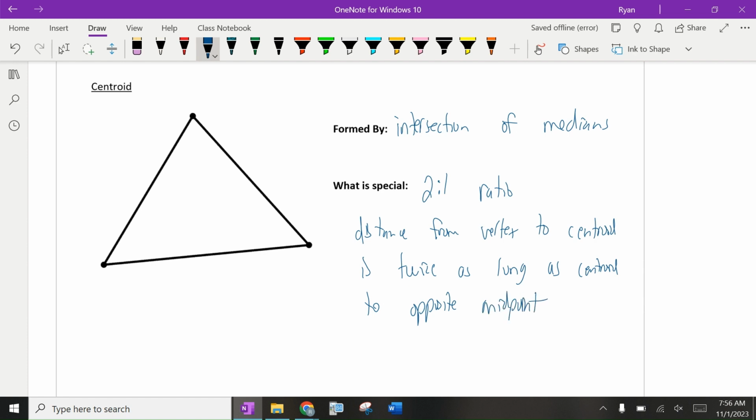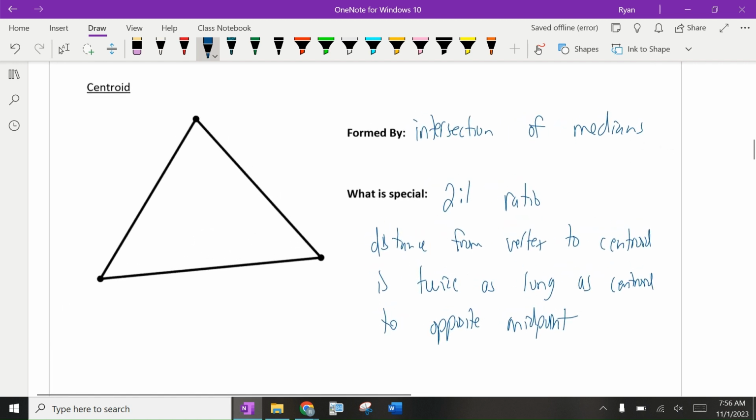A lot more words than just saying equidistant here or equidistant there. It is a nice property, but it's just a little harder to explain. Once we start looking at some of these examples, you'll start to pick up on it a lot better.